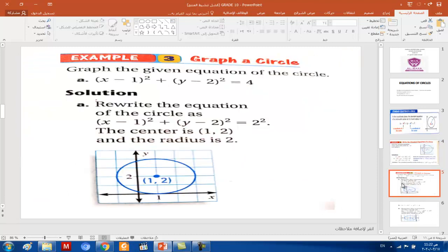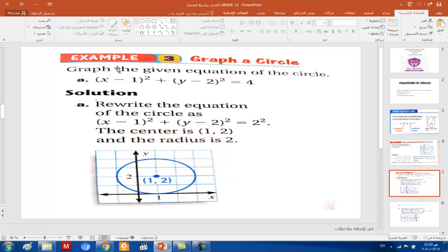Next example. Graph the given equation of the circle. So now you have a different example here. I give you the equation of the circle and I need you to graph the circle. So x minus 1 power 2 plus y minus 2 power 2 equals 4.